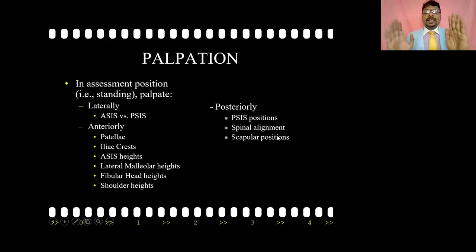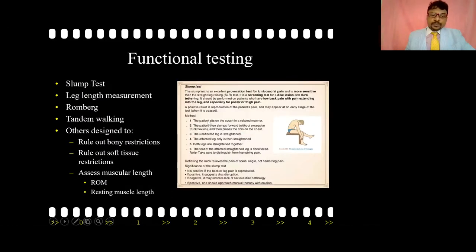Scapular positions: any winging of the scapula, any adduction or abduction of the scapula, any rotation of the scapula. These things we have to palpate with our hand posteriorly. And also we have to do some functional testing. These tests will also help to find where exactly they are having the problem.